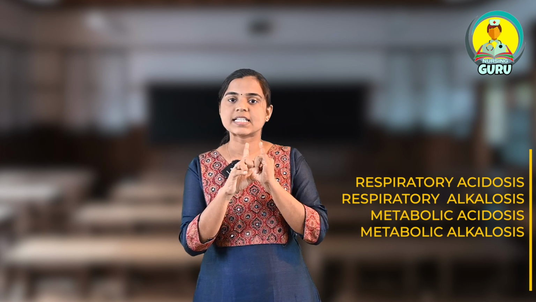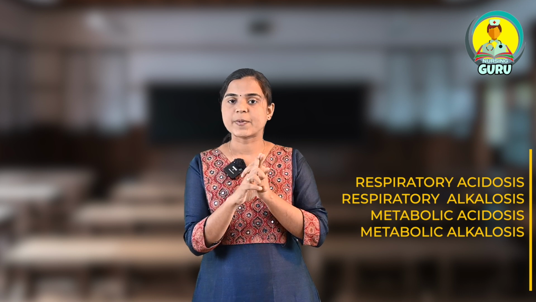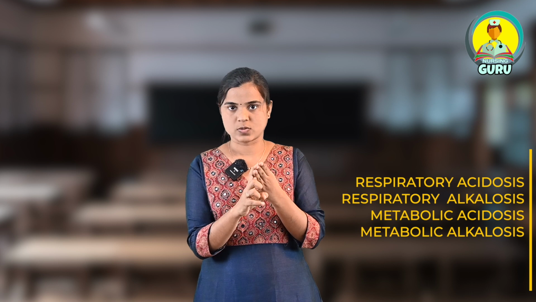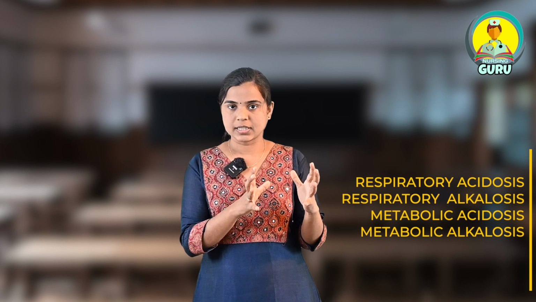So as we know, acid-base imbalance includes mainly four things: respiratory acidosis, respiratory alkalosis, metabolic acidosis and metabolic alkalosis. As I told earlier, if the carbon dioxide is involved, it is related to the lungs or the respiratory system. Similarly, if it is associated with the kidney, then we should assess the bicarbonate level. So carbon dioxide is related to respiratory, and HCO3 or bicarbonate is related to metabolic, that is the kidney.